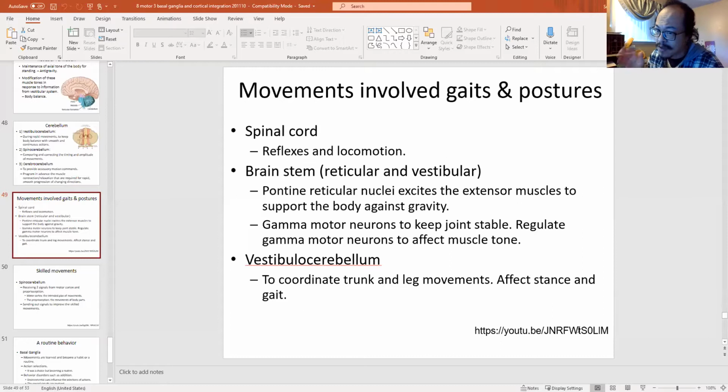Watching this movie, I hope you will appreciate how the knowledge we learn here can be applied to this movie, and how, when you see the posture and the gait performing differently, different brain regions affect that movement.